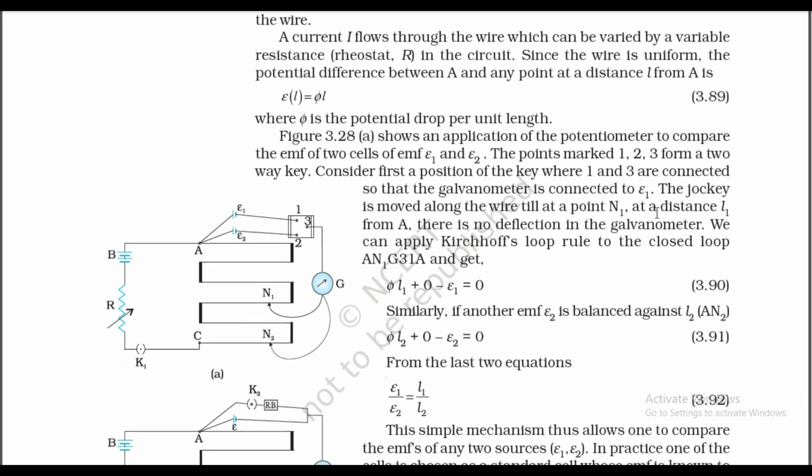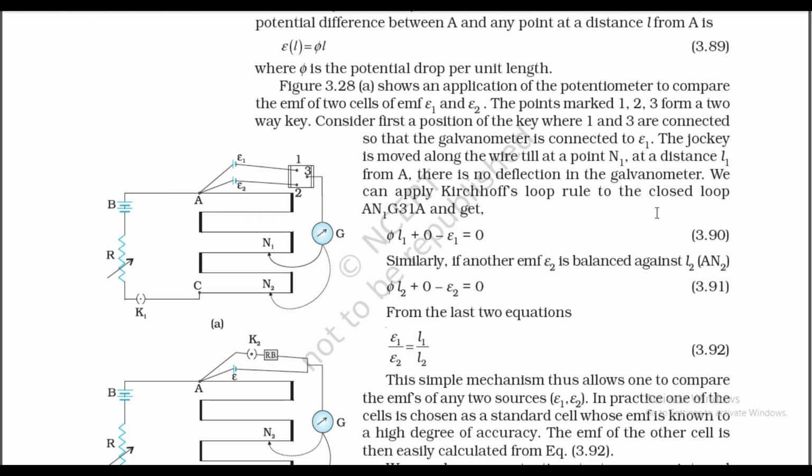Figure 3.28a shows an application of the potentiometer to compare the EMF of two cells of EMF ε1 and ε2. The points marked 1, 2, 3 form a two-way key. Consider first a position of the key where 1 and 3 are connected, so that the galvanometer is connected to ε1. The jockey is moved along the wire till a point N1, at a distance l1 from A, where there is no deflection in the galvanometer.